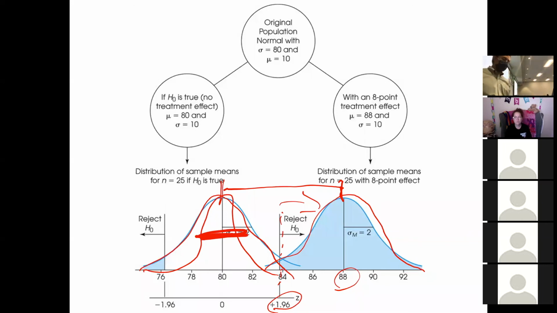Questions about what we covered today? About when we have a directional distribution, and it's the null hypothesis. Is it the mean is less than or equal to, or is it the population mean is less than or equal to the sample mean?